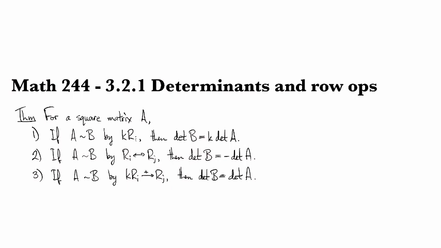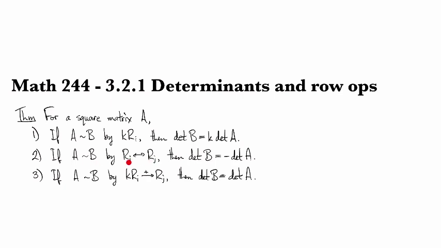Okay, so let's look now at how determinants interact with row operations, or rather, how applying a row operation to a matrix changes its determinant. So suppose that B is row equivalent to A, and it comes by multiplying a row through by the constant K. Then the determinant of B is K times the determinant of A.